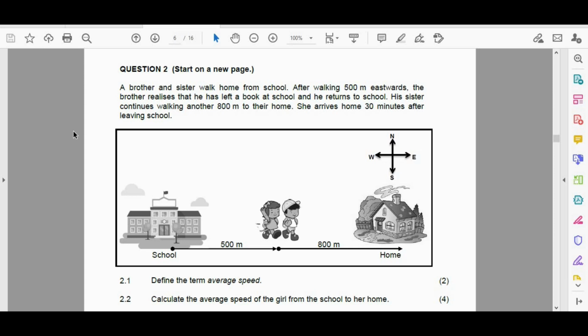Now over here, unfortunately, they don't really exploit the vectors, and they don't really exploit the motion in one dimension reference point questions in grade 10.